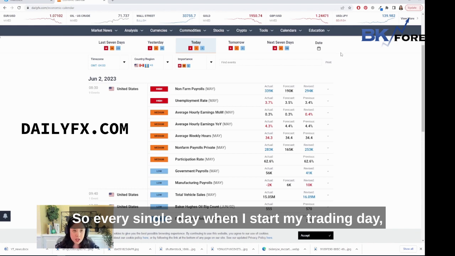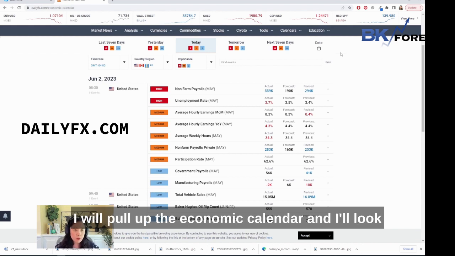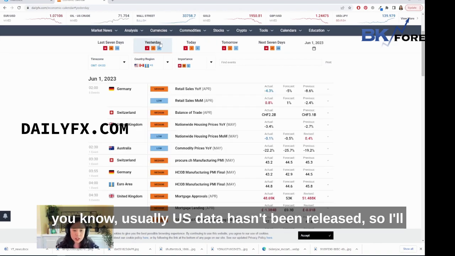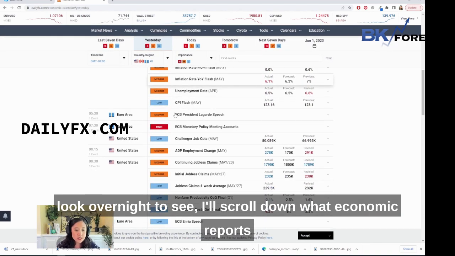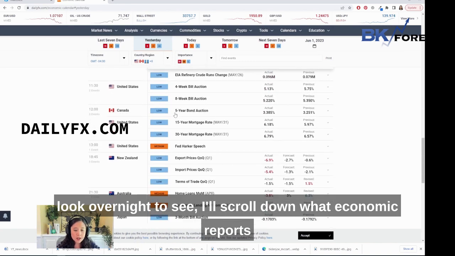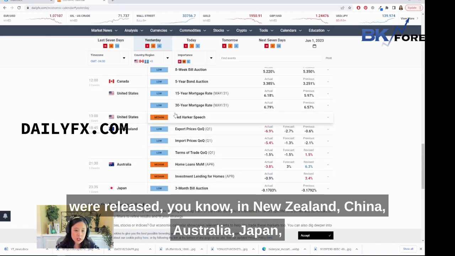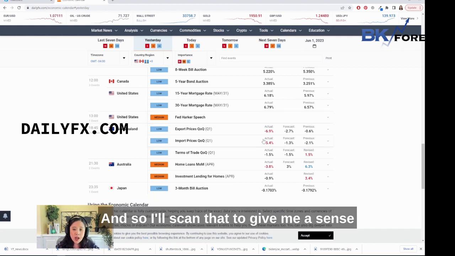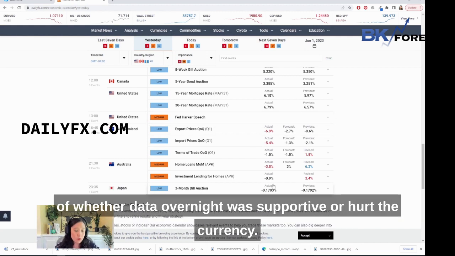So every single day when I start my trading day, I will pull up the economic calendar and I'll look. Usually US data hasn't been released. So I'll scroll down to see what economic reports were released in New Zealand, China, Australia, Japan, anything that I needed to know. And I'll scan that to give me a sense of whether data overnight was supportive or hurt the currency.